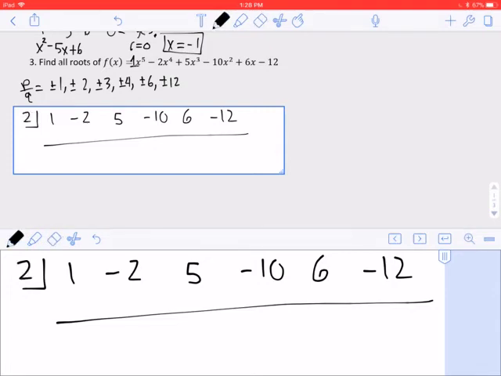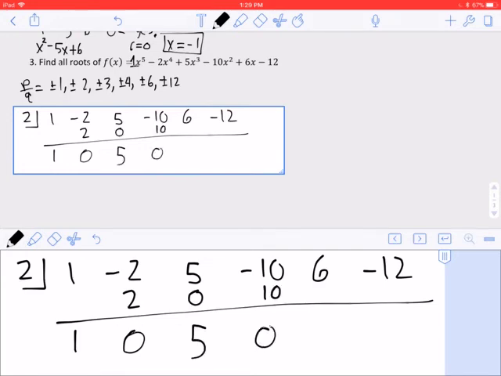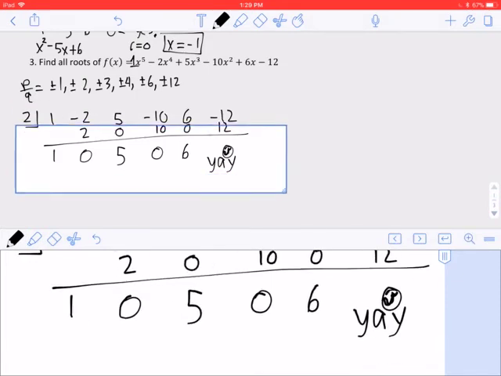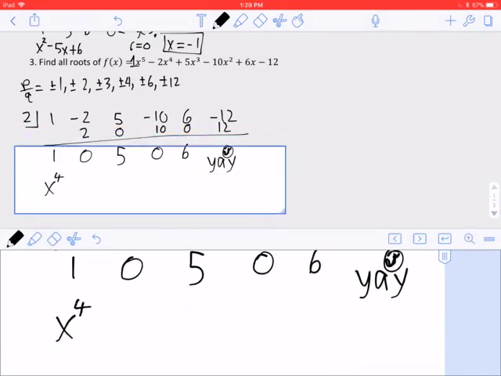So, on to positive 2. I hope this one works. 0. 0 times 2 is 0. 5 plus 0 is 5. 5 times 2 is 10. Negative 10 plus 10 is 0. 0 times 2 is 0. 6. 6 times 2, 12. 0. Yay! We got remainder 0. We are happy. And we've now reduced it into x to the fourth plus 0x cubed plus 5x squared plus 0x plus 6. And conveniently, this one is something that we know how to factor.